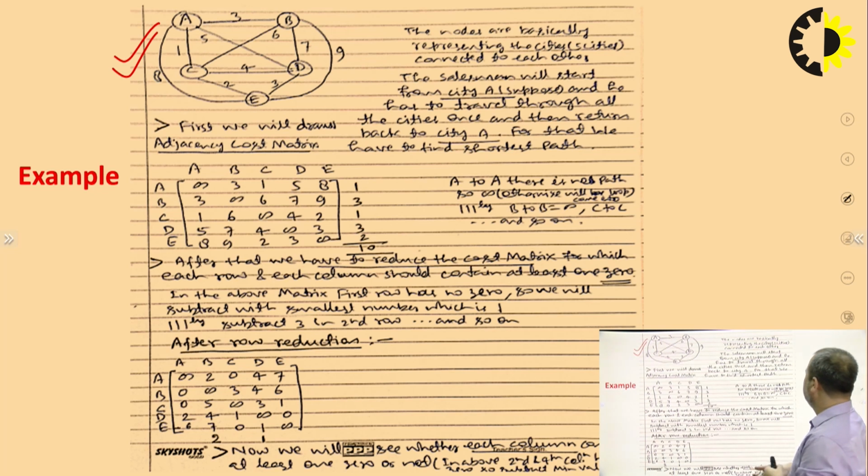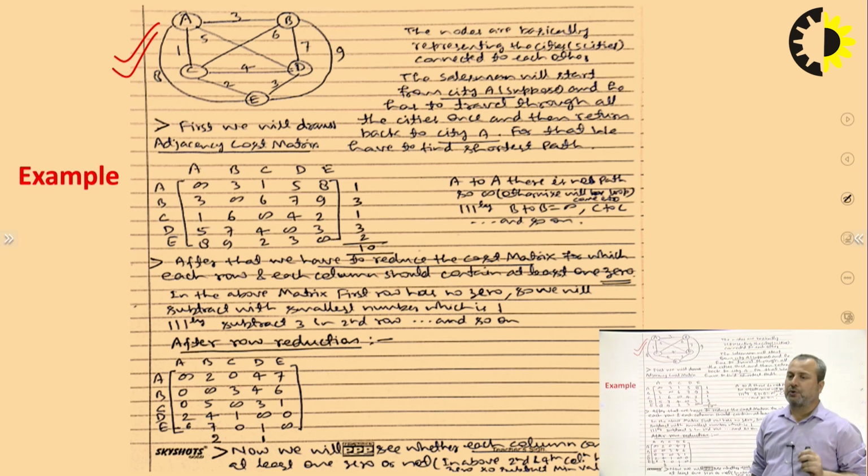So what is the procedure? The methods are written here. Just we will see how we proceed. So what will we draw? First we will make the adjacency cost matrix.